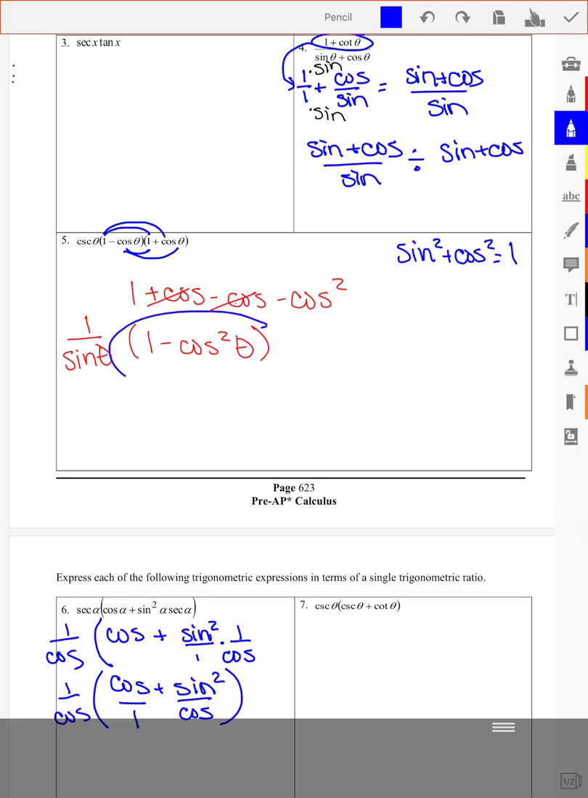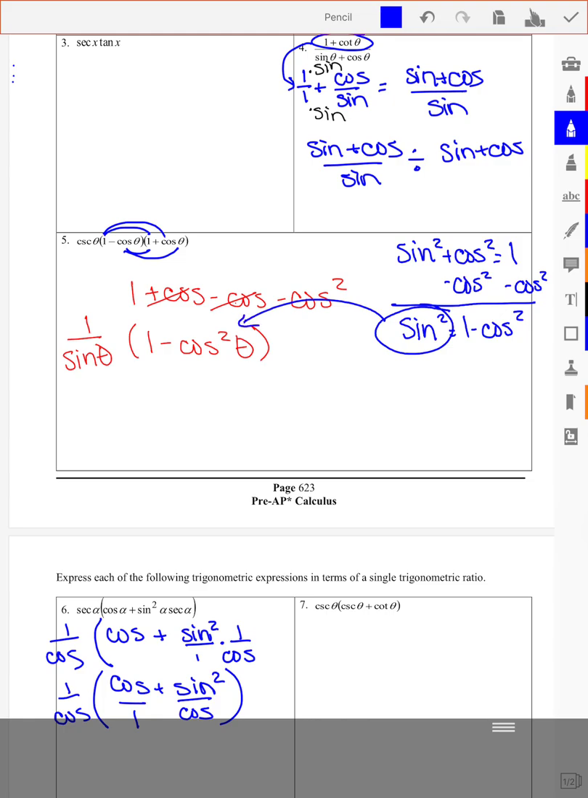So if this problem has 1 minus cosine squared, then I can subtract cosine squared from both sides, and that leaves me with sine squared equals 1 minus cosine squared. So now I can take 1 minus cosine squared and put sine squared in its place, because the Pythagorean identity tells me that 1 minus cosine squared is equal to sine squared.